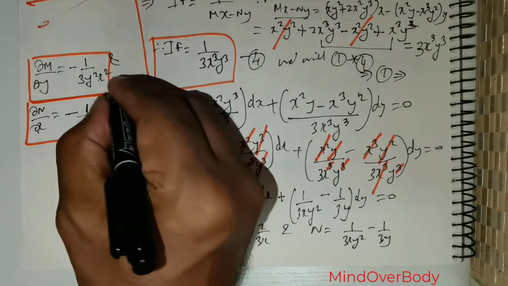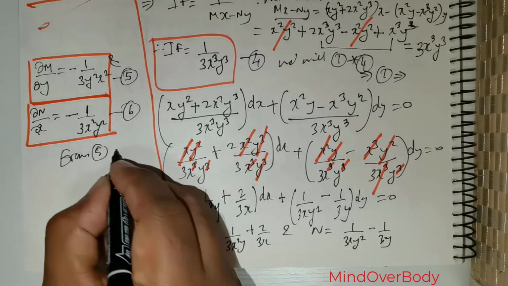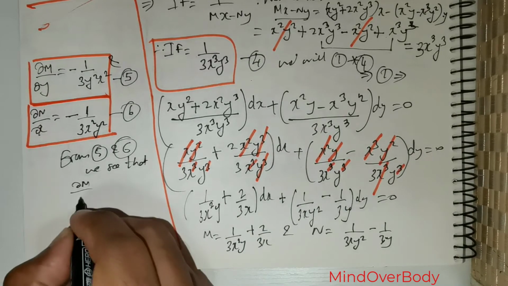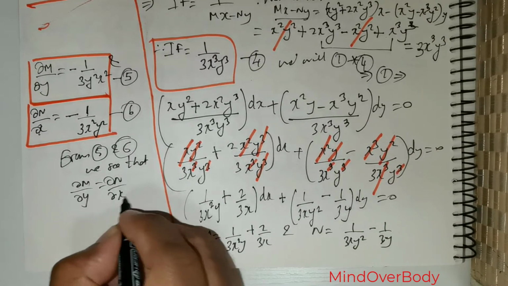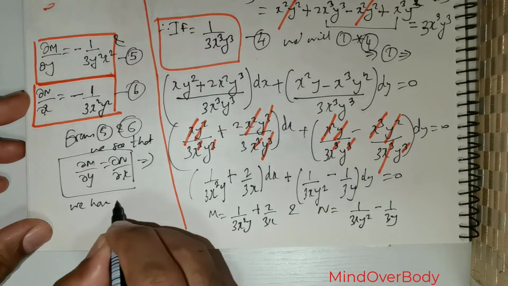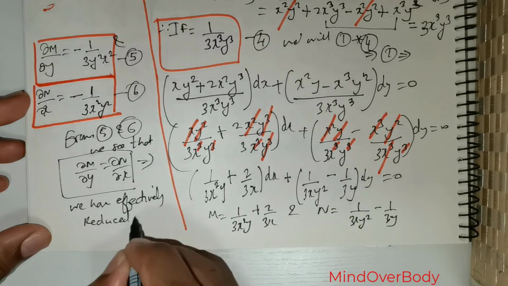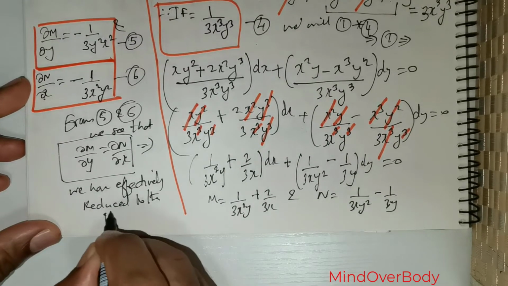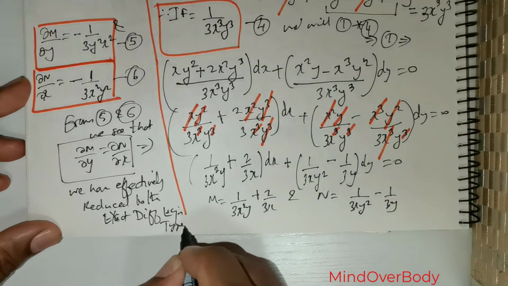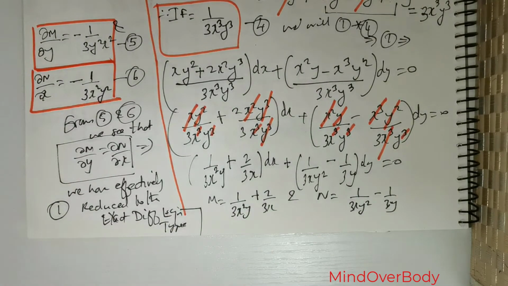So if I were to take this as 5 and 6, from 5 and 6 we see that dou m over dou y is equal to dou n over dou x, which means we have effectively reduced to the exact differentiable equation type. Okay, we have effectively reduced our equation to an exact equation.